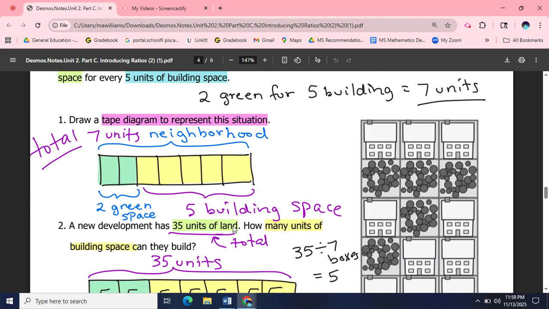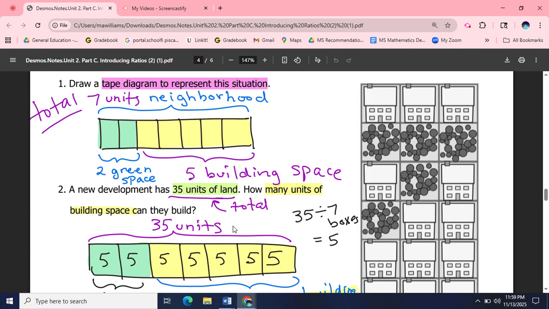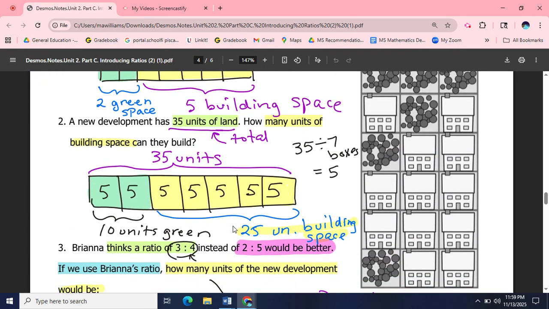Now, number 2. A new development has 35 units of land. How many units of building space can they build? So again, it's out of 35. So 1, 2, 3, 4, 5, 6, 7. The whole thing is out of 35.